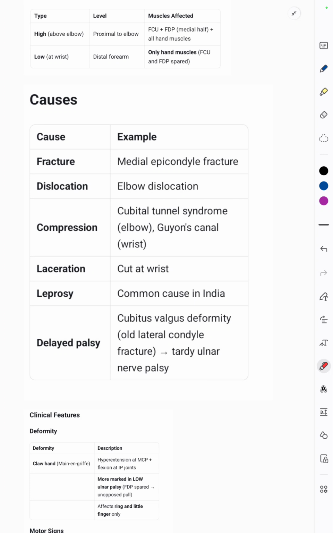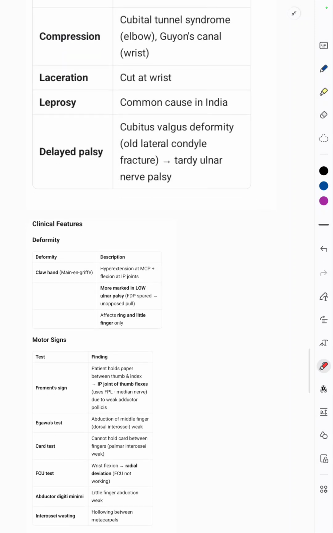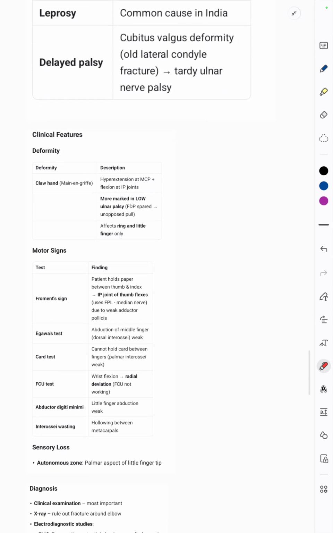Then laceration, that is a cut at the wrist, or leprosy, which is a very common cause in India, and delayed palsy as in cubitus valgus deformity. Now the clinical features: there will be claw hand. So there is an ulnar claw hand that is seen.